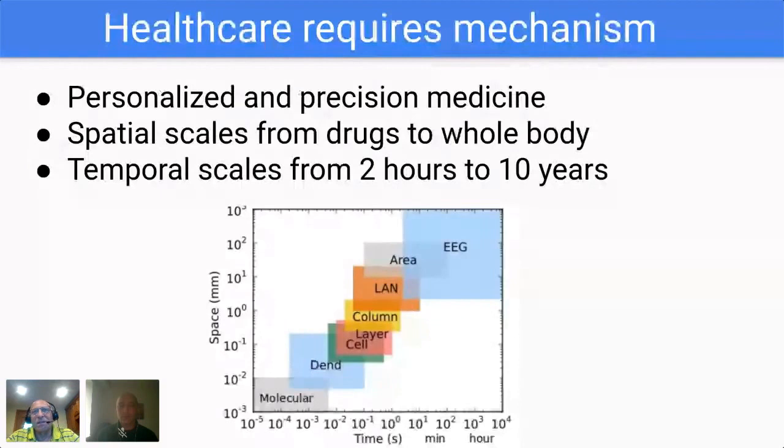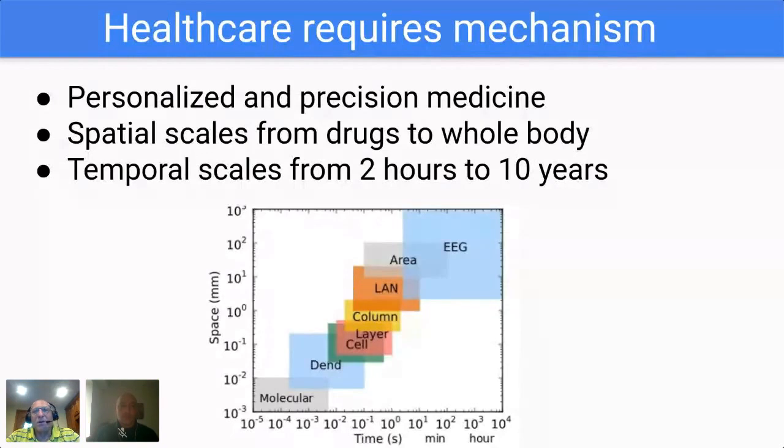And right now, for example, in schizophrenia, we would like to group subsets of schizophrenics based on how they would respond to medication. Who will respond to glutamate-type medications? Who will respond to dopamine-type medication, dopamine blockers? Who will respond to this? Who will respond to that?